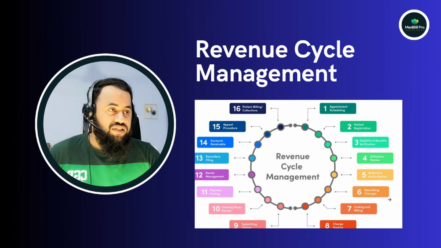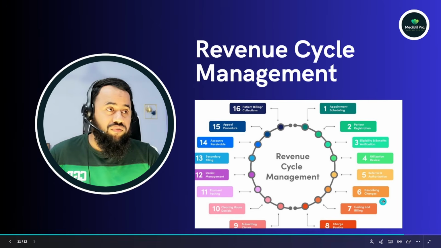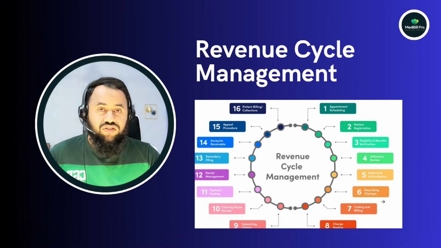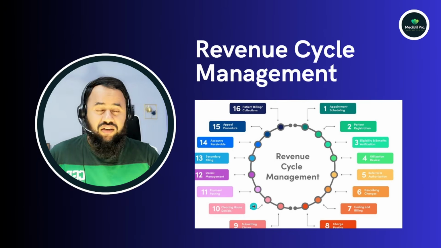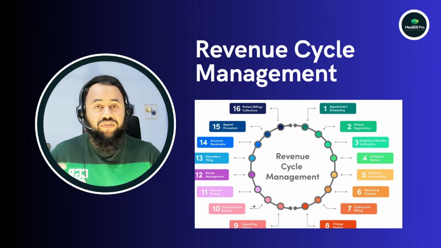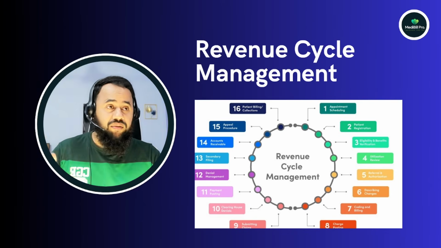Next, we have describing changes. If there is any change, we can see it over there. Coding and billing, we can find different kinds of codes over there. Charge posting, we can add those ICD and CPT codes into that claim submission. Submitting claims, we can submit the claim. Clearinghouse denials, if there is a denial from the clearinghouse, if there is a problem with the claim, if the patient's name is incorrect or the patient ID is incorrect, then we can receive that specific claim back to our medical billing.